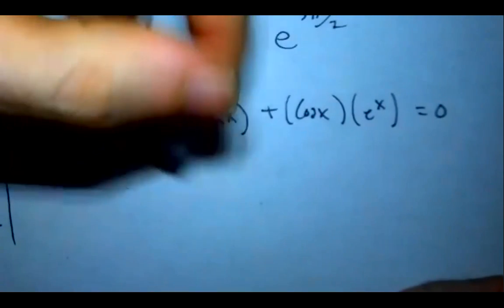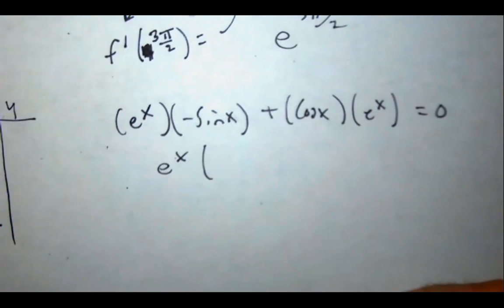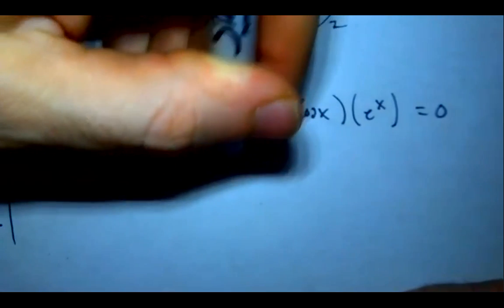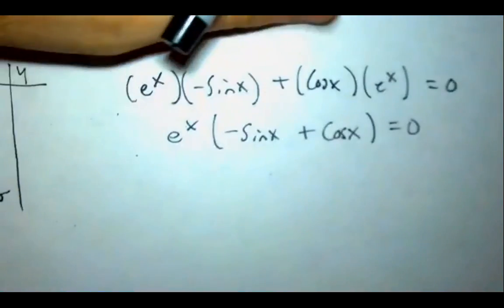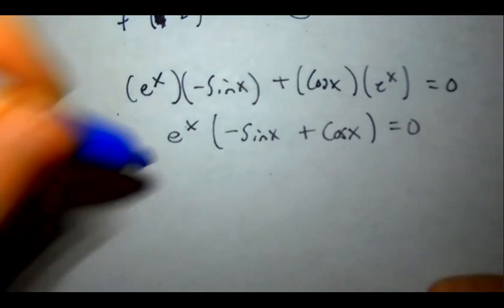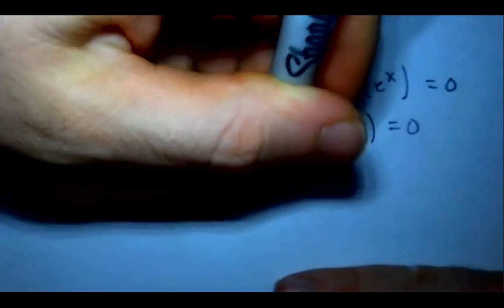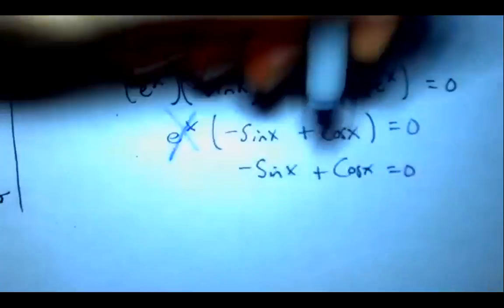Yeah, exactly. So we want to factor out e to the x. And if we factor out e to the x, it's going to leave us negative sine x plus cosine x is equal to 0. All right, so if you remember earlier in the year, we said you cannot set e to the x equal to 0. So you get to just cross that out. And then we set this last piece equal to 0. So negative sine x plus cos x is equal to 0.